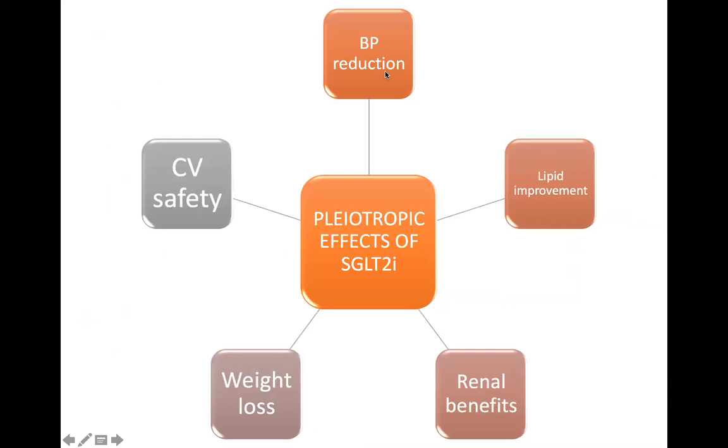So once again, you can see that these new agents don't just cause weight loss because of prevention of glucose resorption and glucose excretion. It also causes blood pressure reduction. There is some lipid improvement, and because the intratubular sodium is low because it's being lost, there are renal benefits as well. Not just sodium, stuff like uric acid are also lost, and this results in renal benefits to the patient. And because there is blood pressure reduction and lipid improvement and weight loss, cardiovascular safety has been shown.